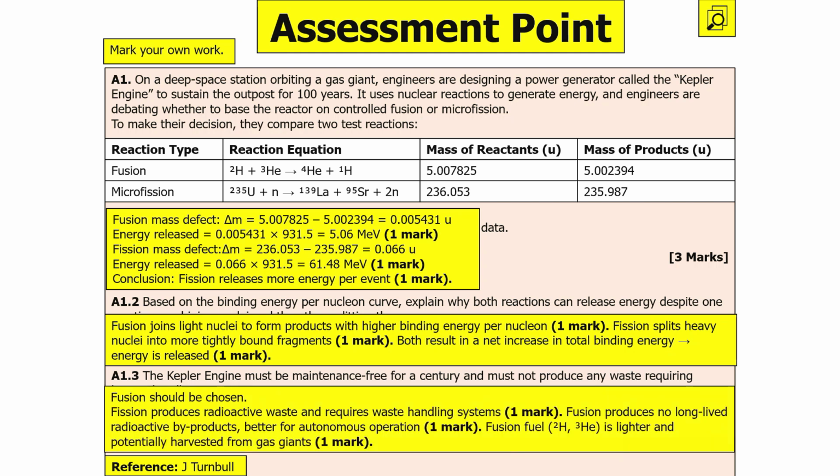Now you should pick fusion. Fission produces radioactive waste and requires waste handling systems. Fusion produces no long-lived radioactive byproducts and is better for autonomous operation. The fusion fuel is also lighter and can potentially be harvested from the gas giant that it is orbiting around.